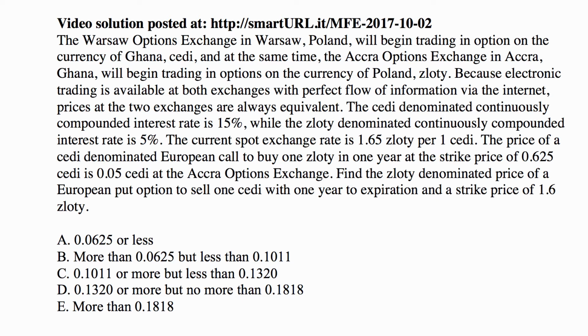The price of a cedi-denominated European call to buy 1 zloty in 1 year at the strike price of 0.625 cedi is 0.05 cedi at the Accra Options Exchange. So this is the price of that call, and it's denominated in cedi because it's traded at the Accra Exchange. Find the zloty-denominated price of a European put option to sell 1 cedi with 1 year to expiration and a strike price of 1.6 zloty.